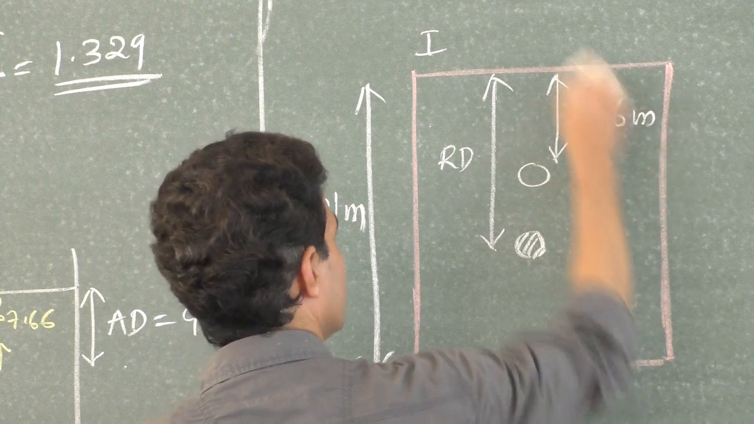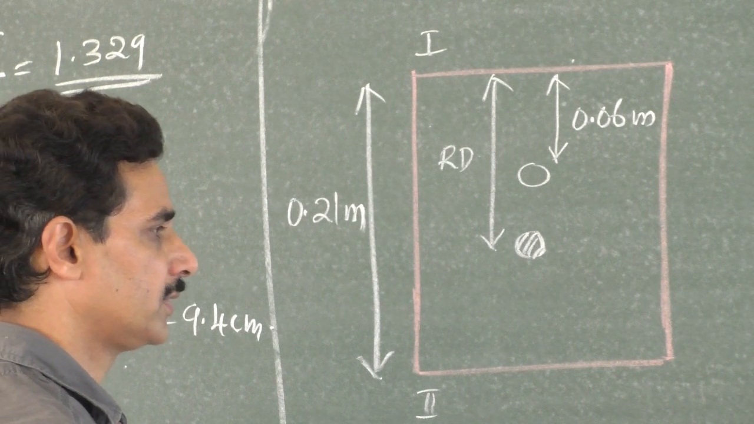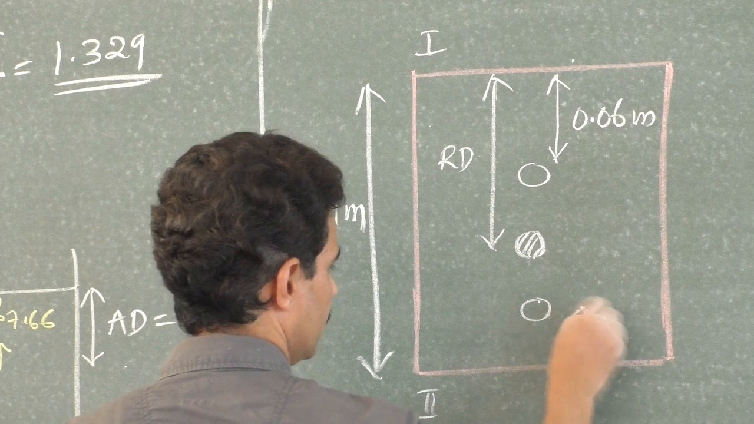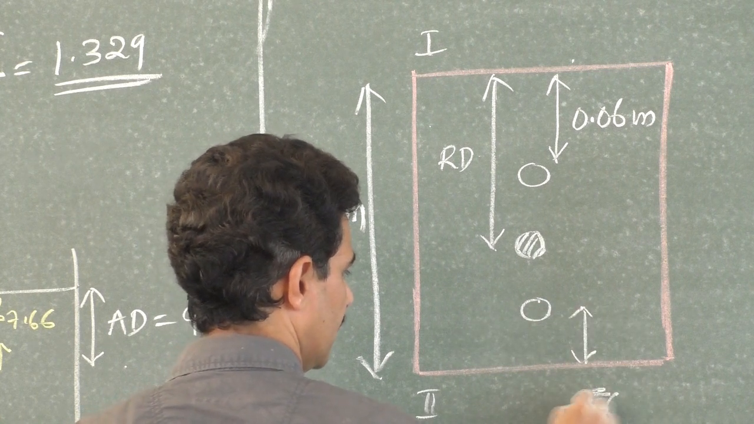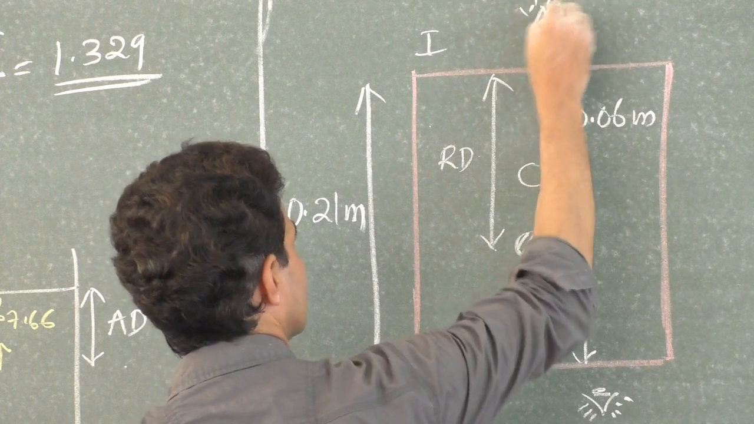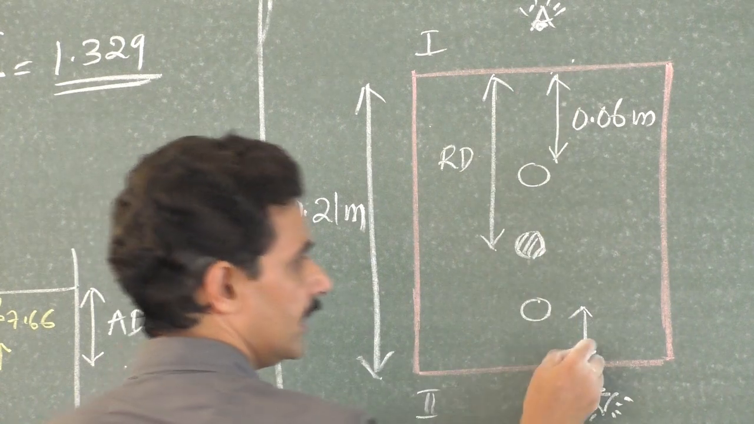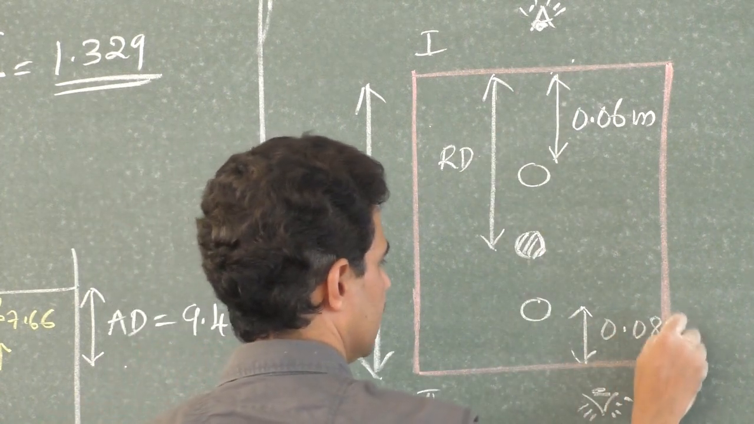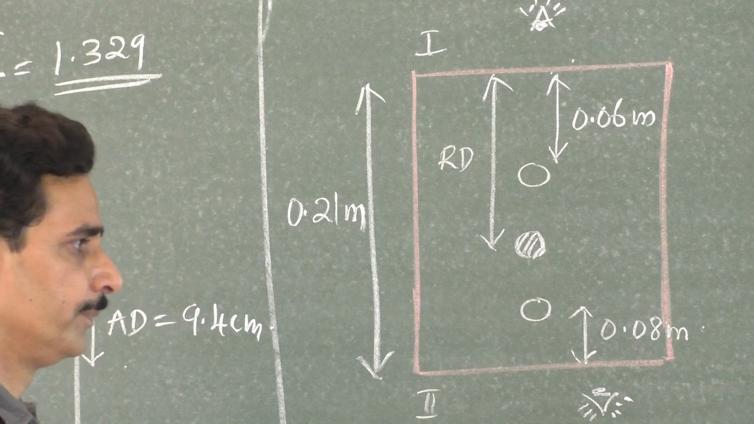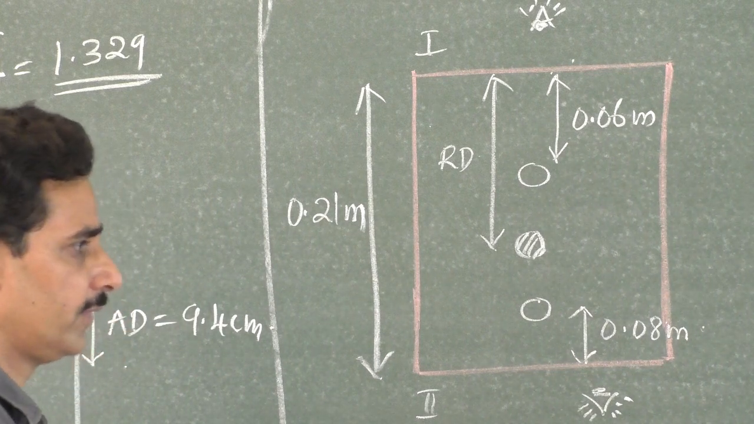When viewed from the opposite face, the bubble appears to be at a depth of 0.08. So this is the position when I view it from here, and when viewed from here, the cases are different. Here it appears to be 0.06, here it appears to be 0.08 meters. Both times you are observing the same cube, so the refractive index is the same. We need the refractive index of the material of the cube and the actual depth from the first face.